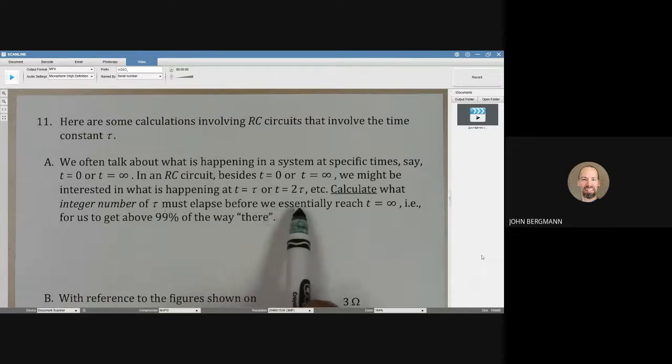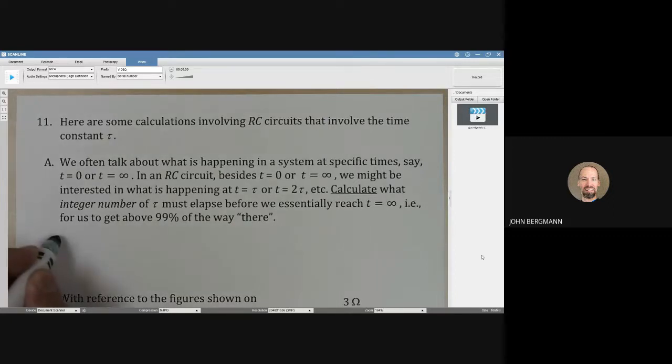equals 2 tau, etc. Calculate what integer number of tau must elapse before we essentially reach t equals infinity, i.e., for us to get above 99% of the way there. The two decimals that you want to keep in mind for the time constant are 0.63 and 0.37.